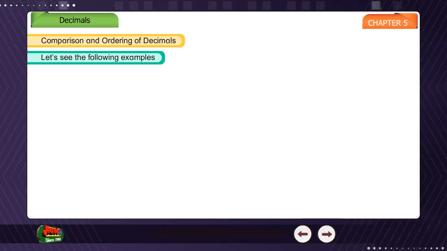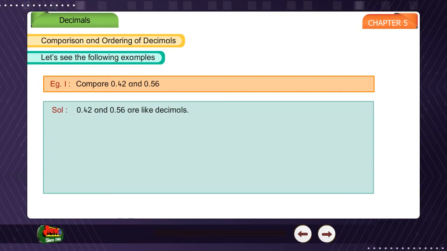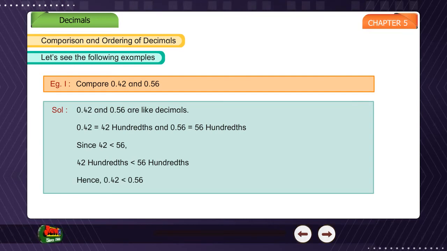Let's see the following examples. Example 1. Compare 0.42 and 0.56. Solution: 0.42 and 0.56 are like decimals. 0.42 is equal to 42 hundredths and 0.56 is equal to 56 hundredths. Since 42 is less than 56, 42 hundredths is less than 56 hundredths. Hence, 0.42 is less than 0.56.